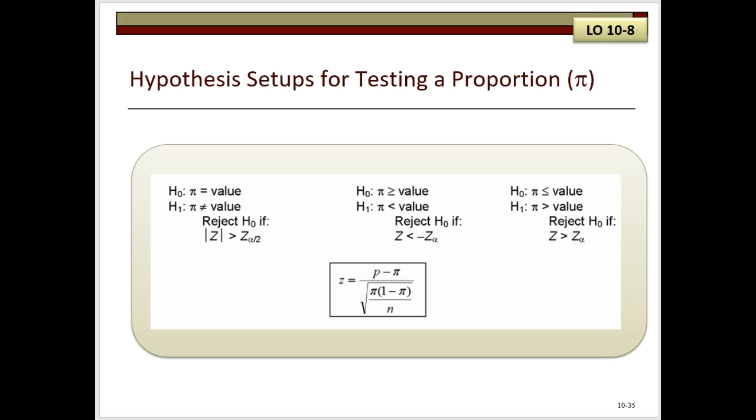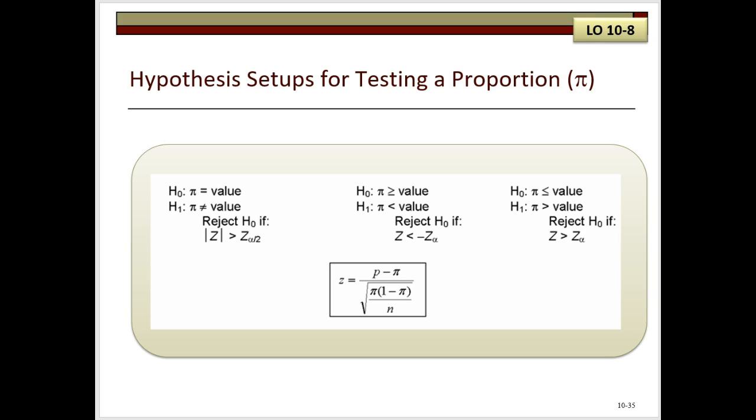This slide shows the 3 ways of setting up the hypothesis for testing a population proportion. The decision rule uses the z-distribution as an approximation to the binomial distribution. We apply the z-distribution when the conditions for using the standard normal distribution as an approximation of the binomial distribution are met. These conditions were discussed in the previous slide as well as in Chapter 9 when we talked about confidence interval estimation for a population proportion.